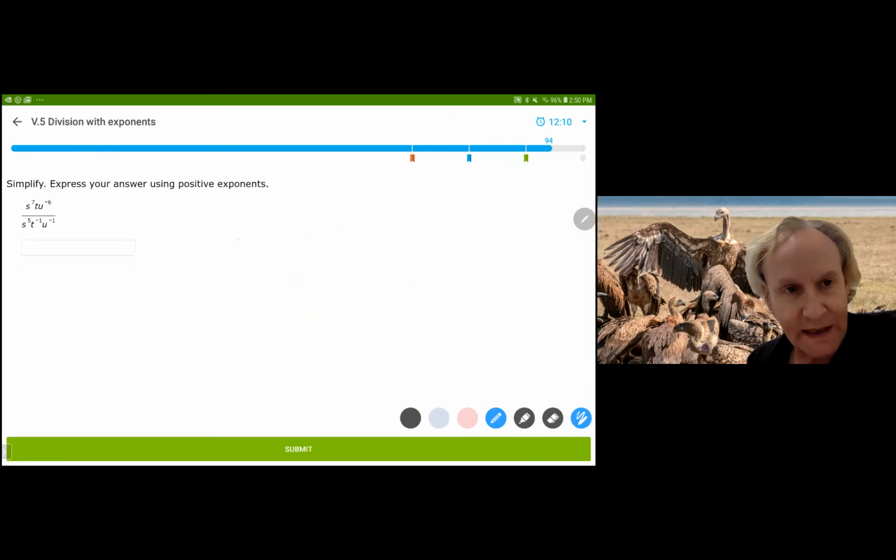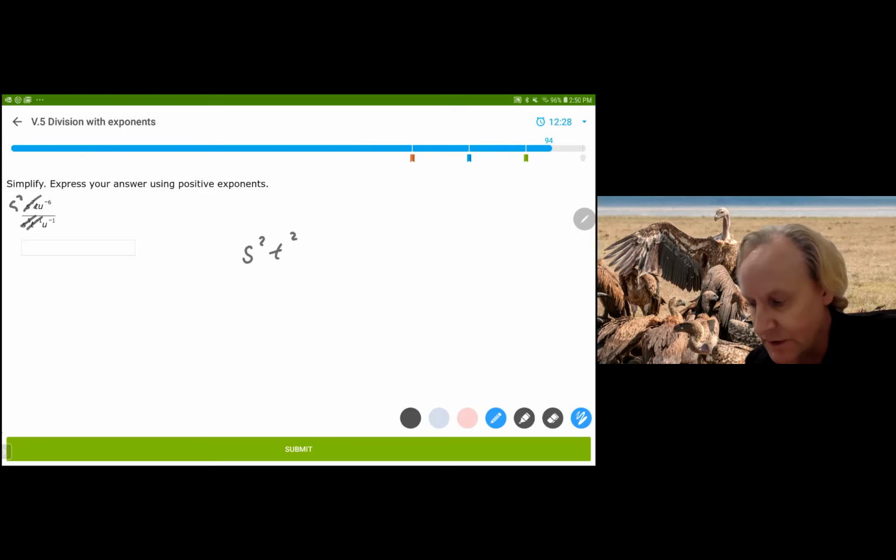First, I'm going to cancel that s to the 5th and that s to the 7th and have an s squared in the numerator. So it's just going to cancel those guys out. I got an s squared. That t to the negative 1, I'm going to move it to the numerator, and it's going to give me t squared in the numerator. And so that's gone, and so is the t.